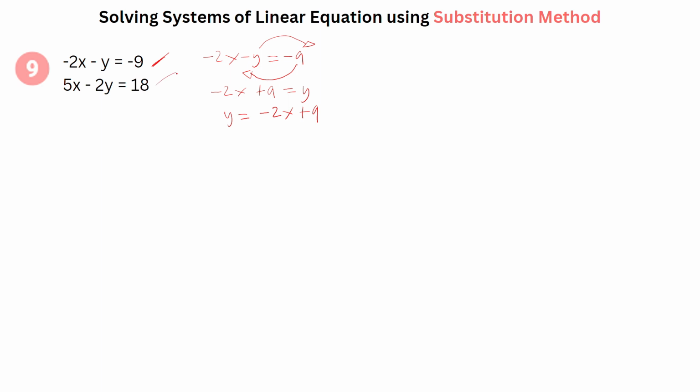Okay, next. So we will use the other equation as our main equation here. So we have 5x minus 2y is equal to 18.